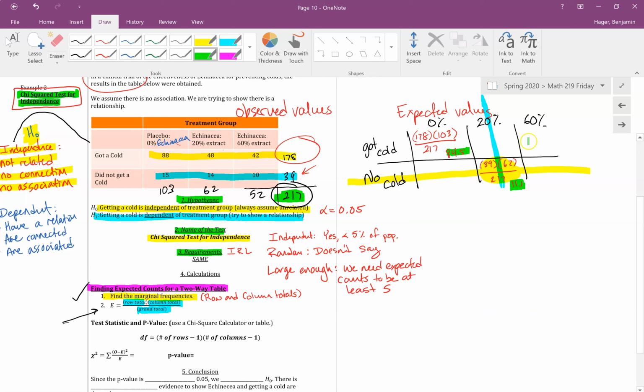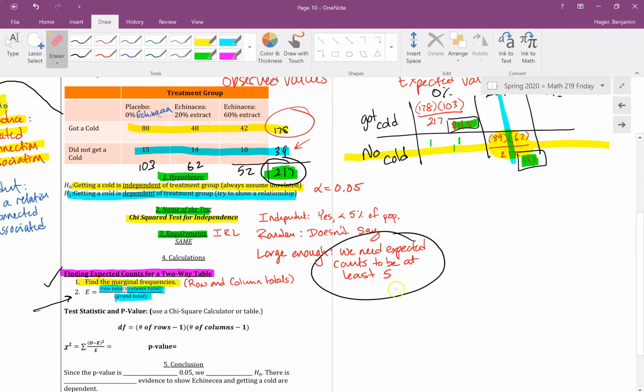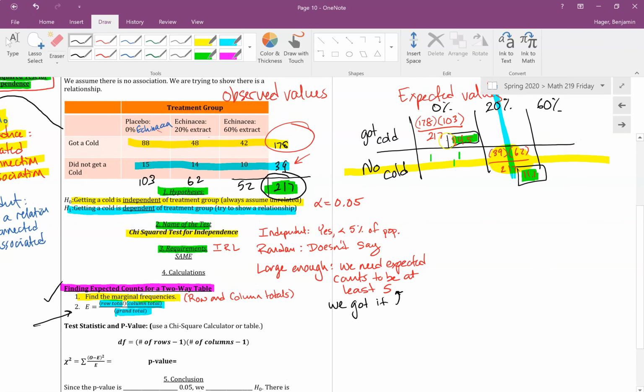And I would have to do this for all of these boxes, okay? I would have to take the row total times the column total divided by the grand total, and that would be the expected amount. Not hard, but it is kind of a pain to do. Anyways, take my advice: if we did all these, we're going to get at least 5, okay? We need these to be at least 5. So let's just say we got it. This is another reason why StatCrunch is nice, because StatCrunch will do this for us. It'll quickly calculate those totals for us, and we don't even have to worry about it.